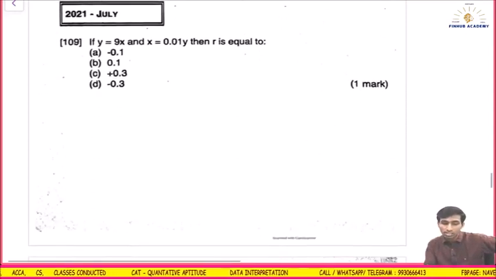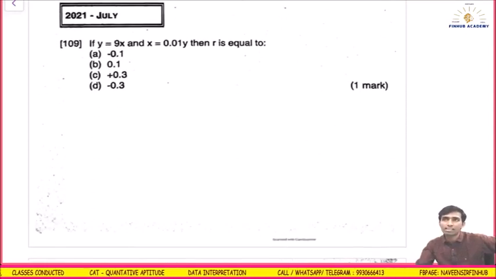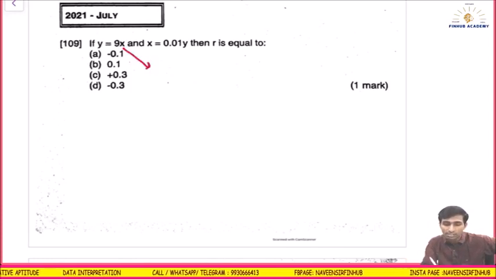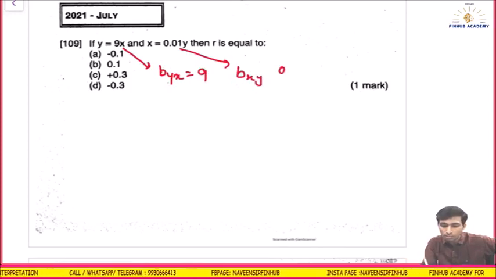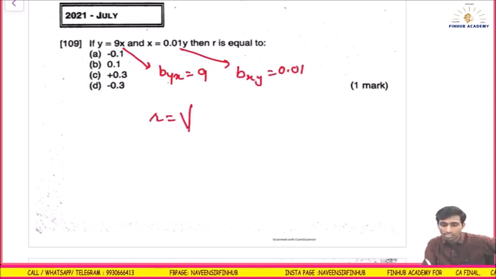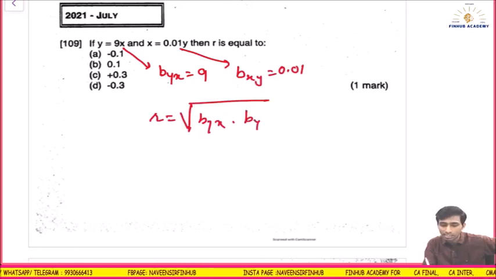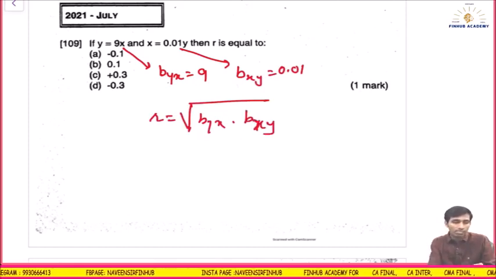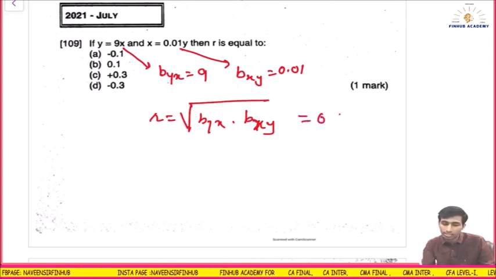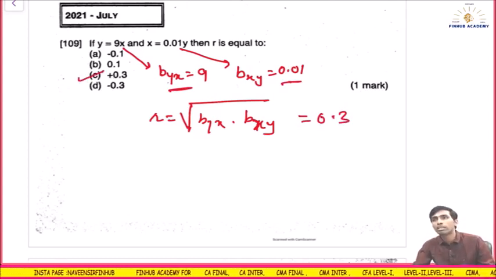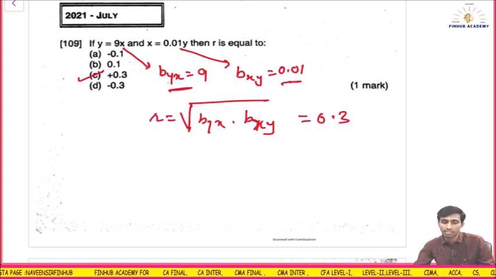y is equal to 9x and x is equal to 0.01y. There, r is given. From this, what can I make out? If this is the y on x equation, that means b y on x is equal to 9. From this I can make b x on y equal to 0.01. So r is equal to how much? Square root of b y on x into b x on y. So 9 multiplied by 0.01 under the root, the answer is 0.3. Because both are positive, r will also be positive. Understood? The answer is plus 0.3. Easy.